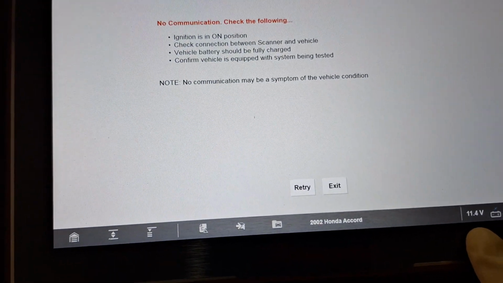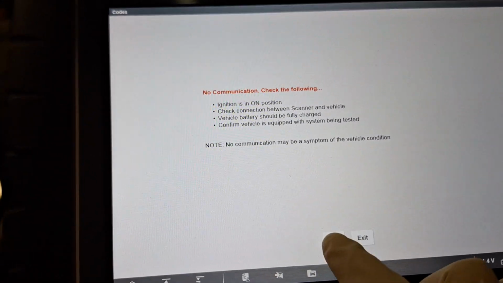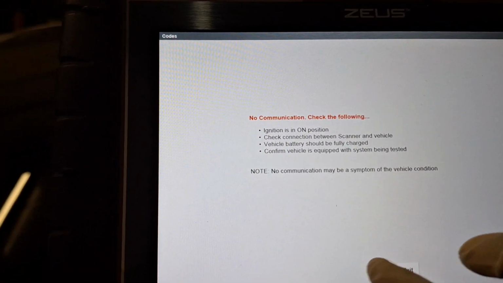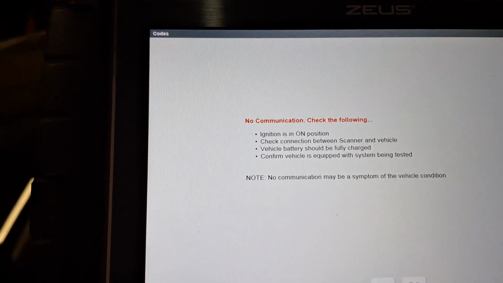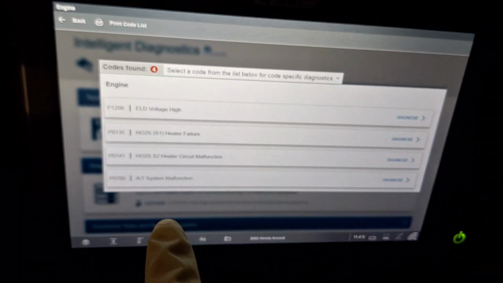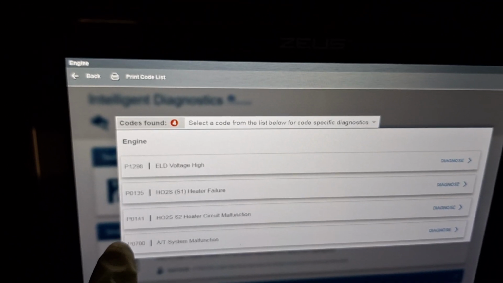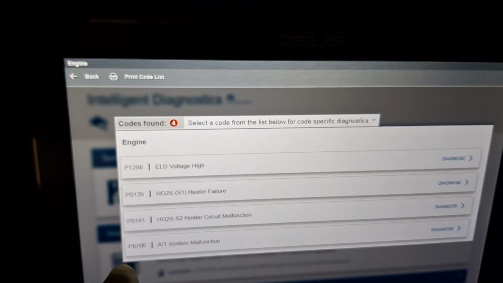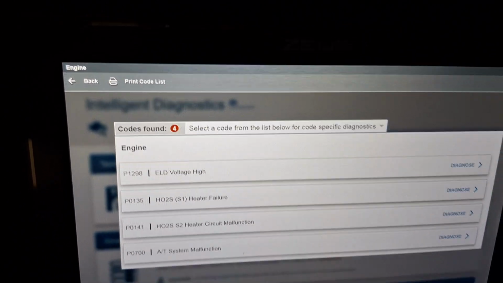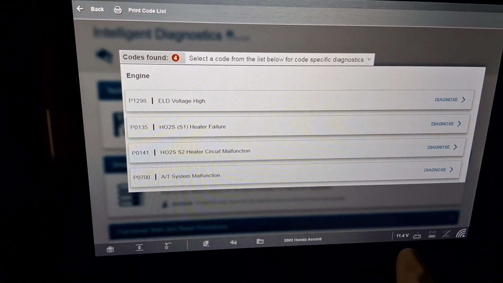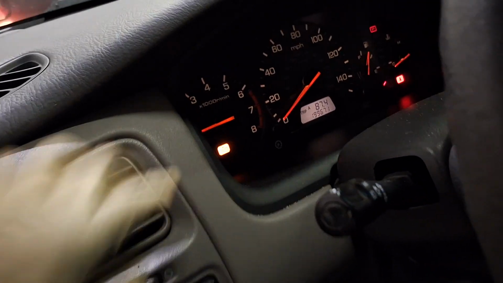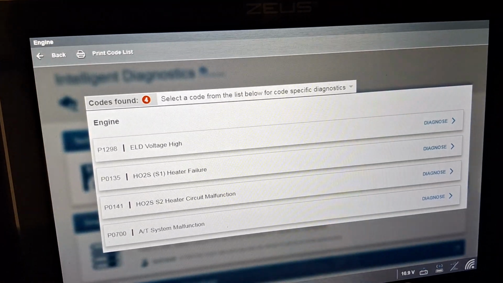Another thing I noticed when I was scanning the car: 11.4, alternator is not charging. Let me retry, exit. Let me pull up the codes. These are the codes I got: P1298, P0135, P0141, and P0700. And look at the battery voltage, it's decreasing. I'm gonna turn the lights on. Lights are dim. There you go, see, the voltage went down.